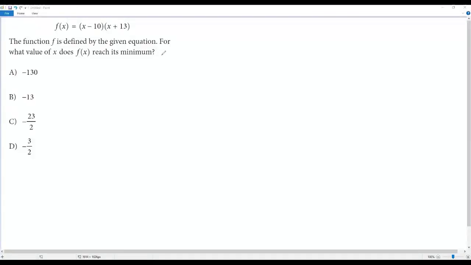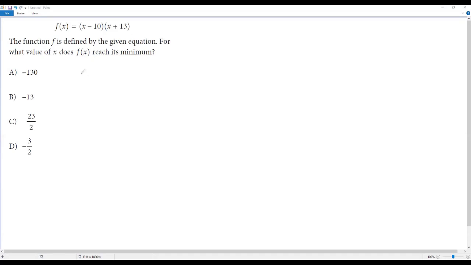Here we have a SAT math question. Okay, let's go to the information. f of x equals (x − 10)(x + 13). The function f is defined by the given equation. For what value of x does f of x reach its minimum? Actually, it's a quadratic function because here the two binomials, linear expressions, are multiplied.